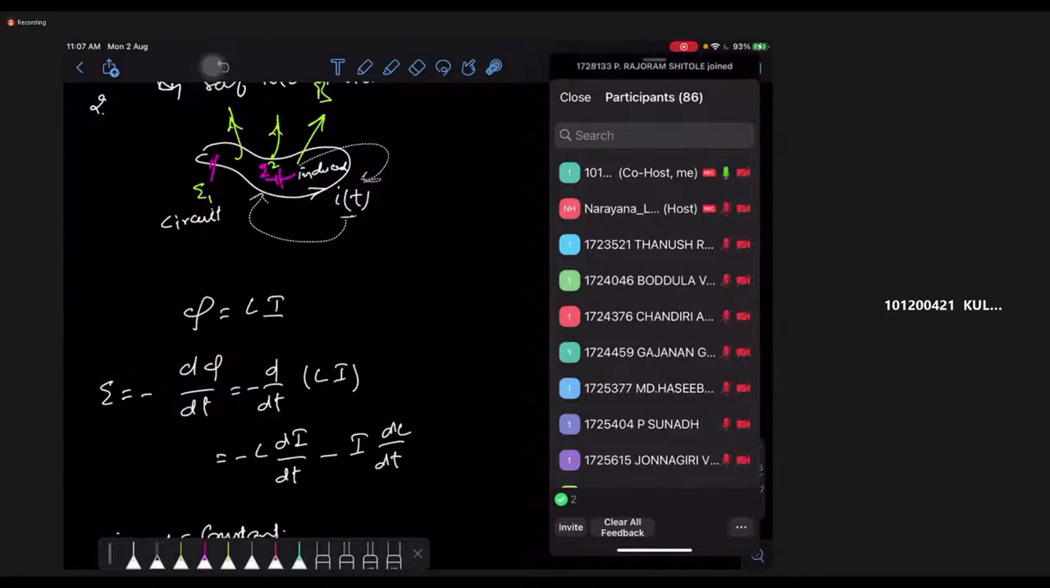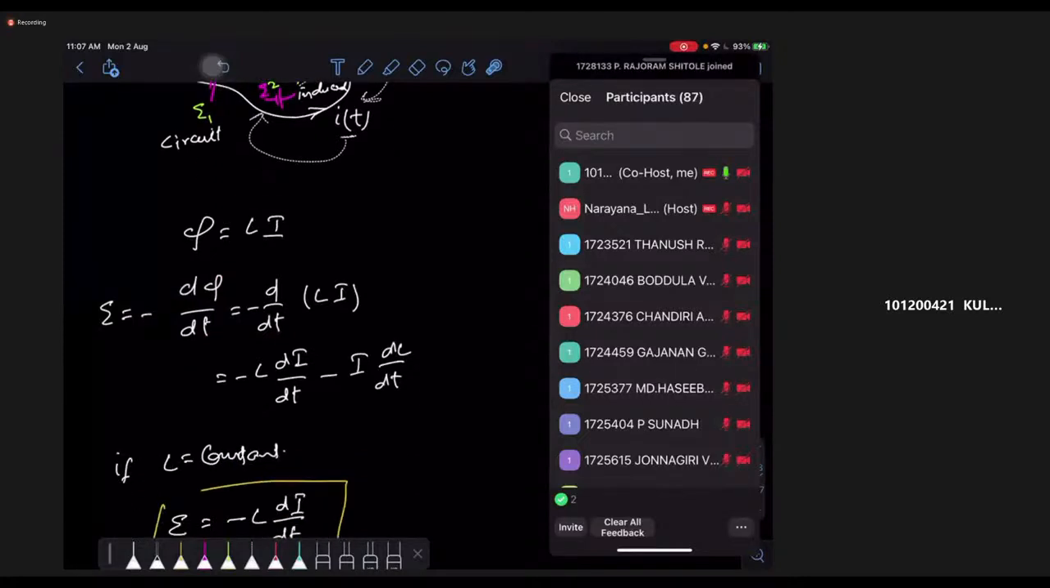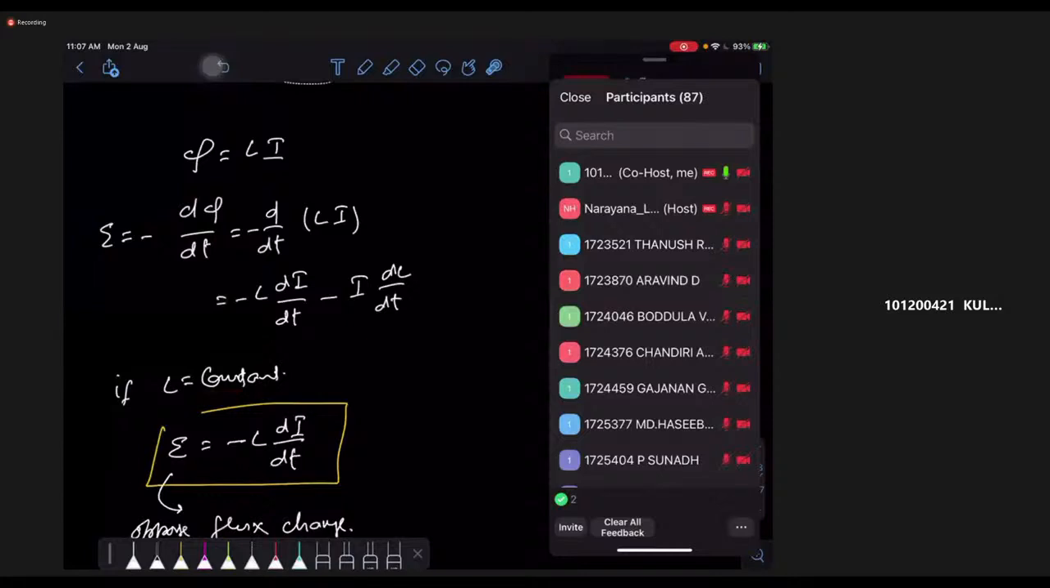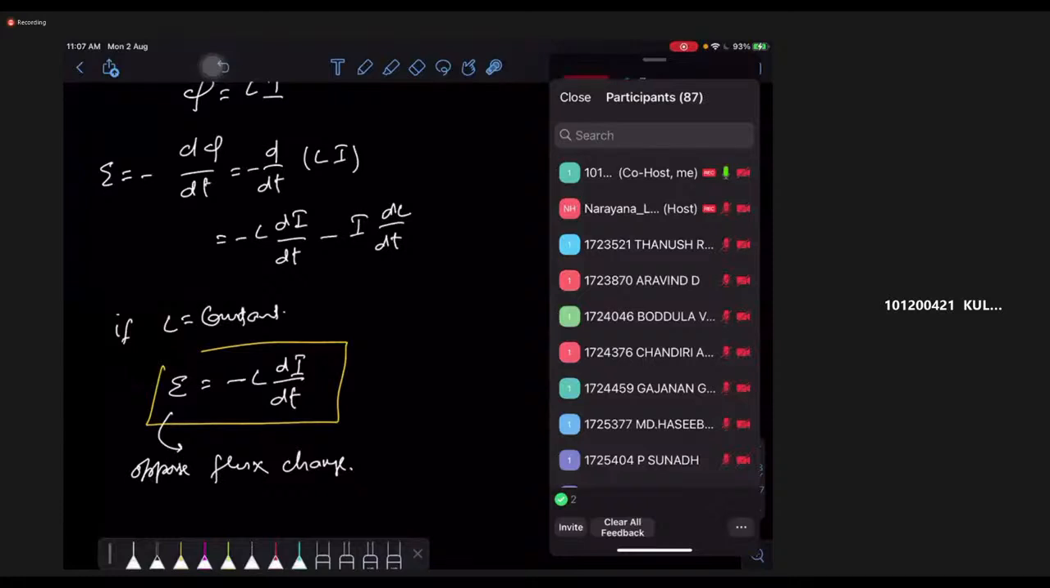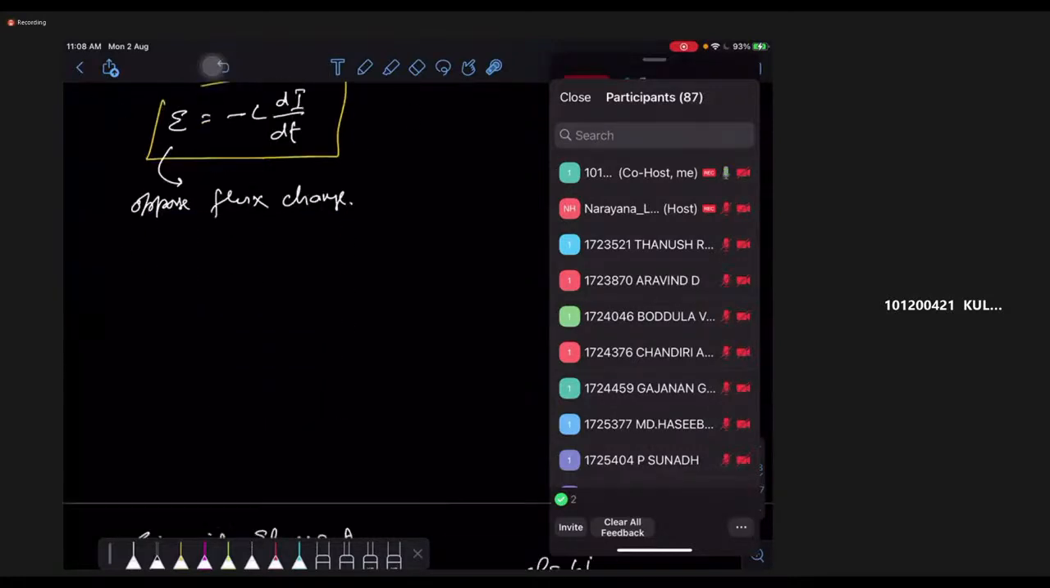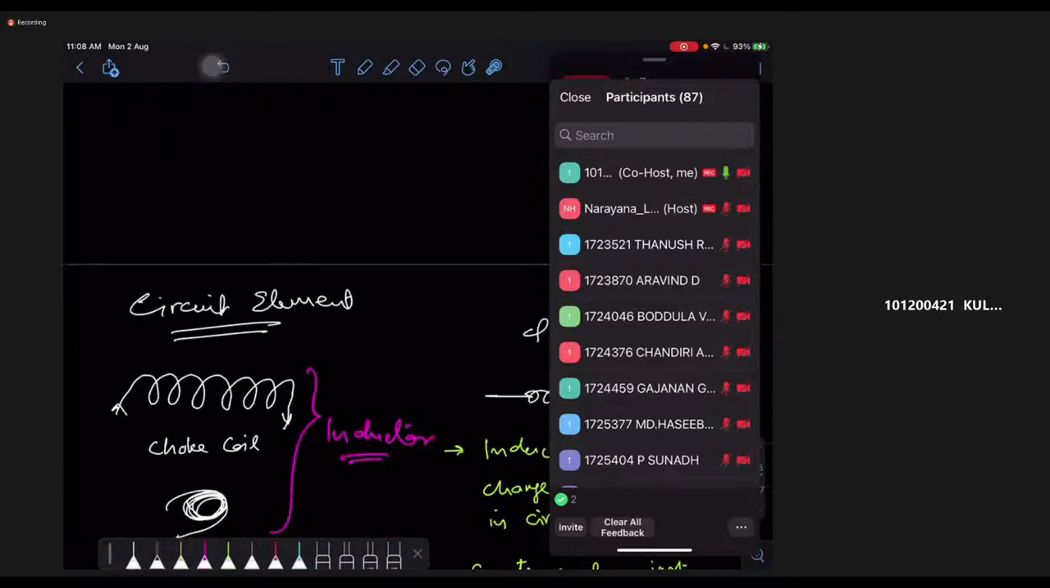So simply you can say that if L is constant, the EMF developed by self-inductance is going to be L di by dt. So it means this EMF opposes the change of current. Faraday's law or Lenz's law is going to oppose the change of current. Own current: if you want to change your own current, it is also going to be opposed. So the circuit opposes its own change in the current. This has a very important role in our circuit.